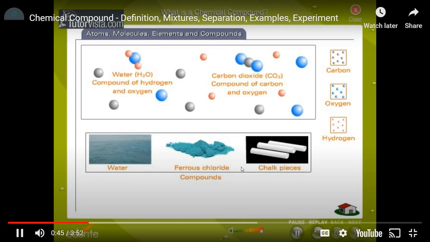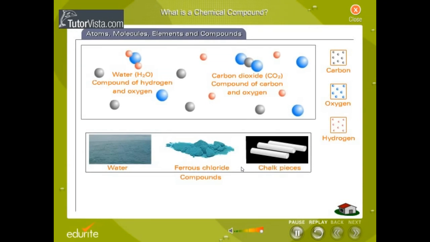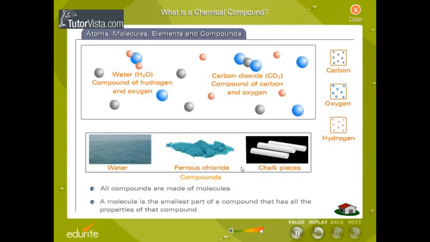Most substances around you are compounds or mixtures of compounds. All compounds are made up of molecules. A molecule is the smallest part of the compound that has all the properties of that compound. For example, a molecule of water is made up of 2 atoms of hydrogen and 1 atom of oxygen.